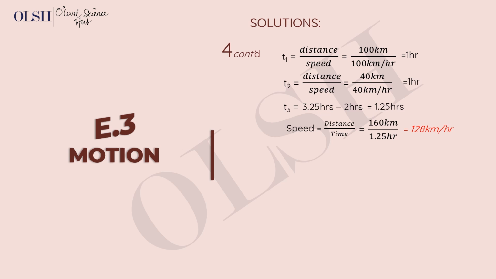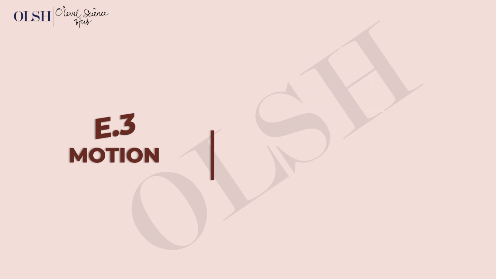So now we have 128 kilometers per hour as our answer. We can convert it to meters per second by multiplying it by 1000 and dividing it by 3600 seconds. So this would give us 35.6 meters per second. Okay, so let's move on to number 5.